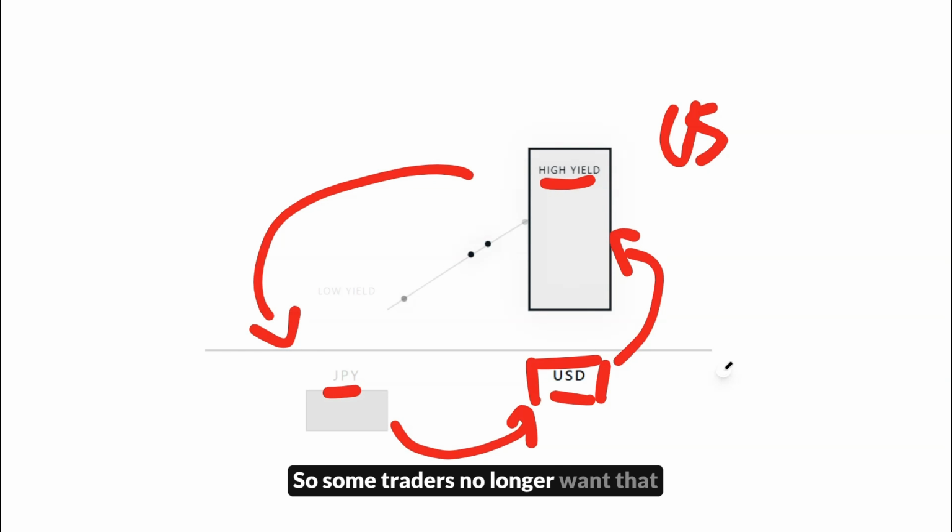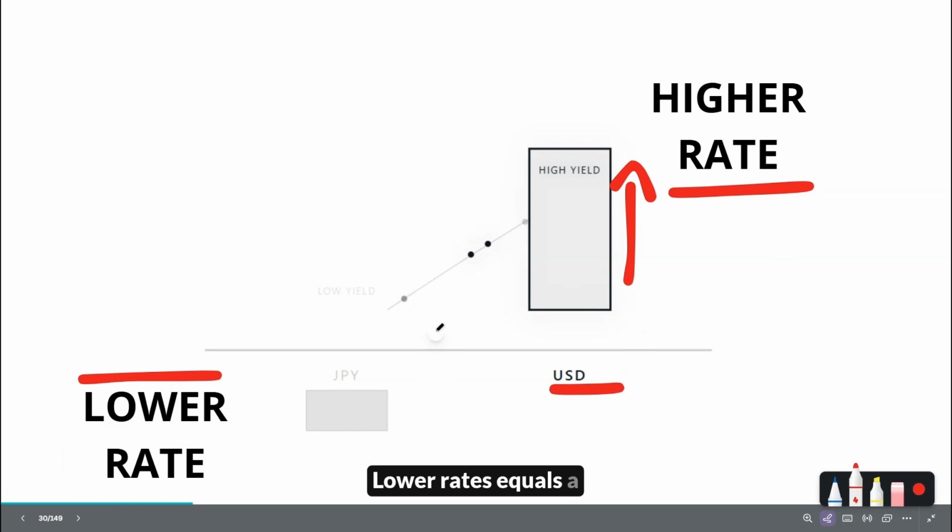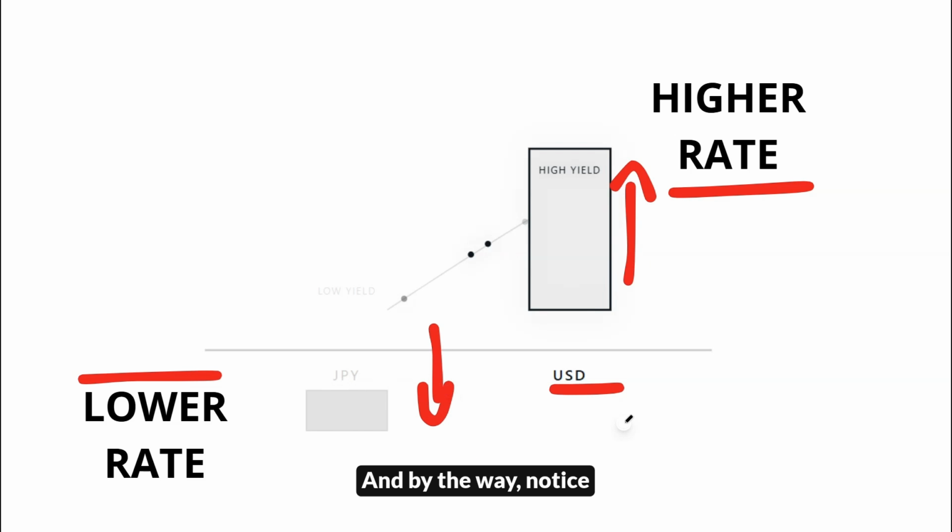So some traders no longer want that position and they start to unwind back into their original position, in this case the Japanese yen. This is the basic mechanism behind interest rate differentials. Higher rates equals a more attractive currency. Lower rates equals a less attractive currency. And by the way, notice what we're doing here. We're doing a comparison. This is a relative analysis of one currency versus the other.